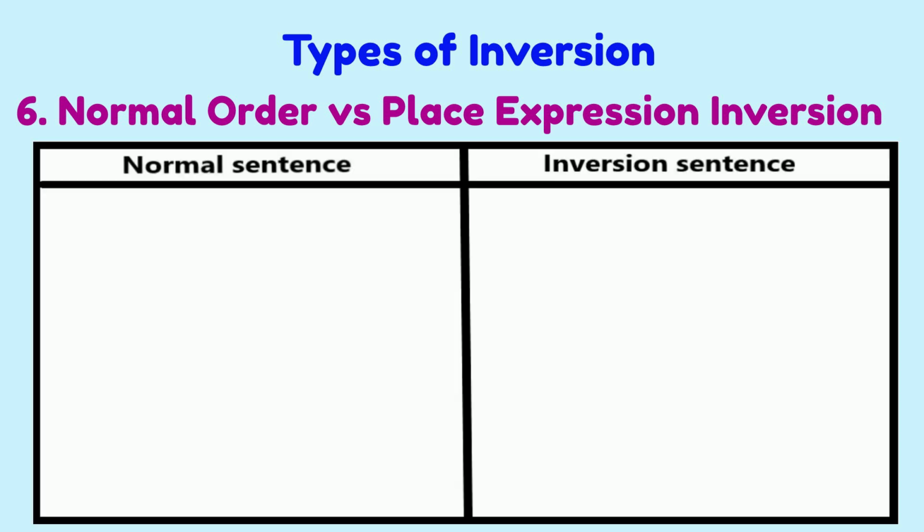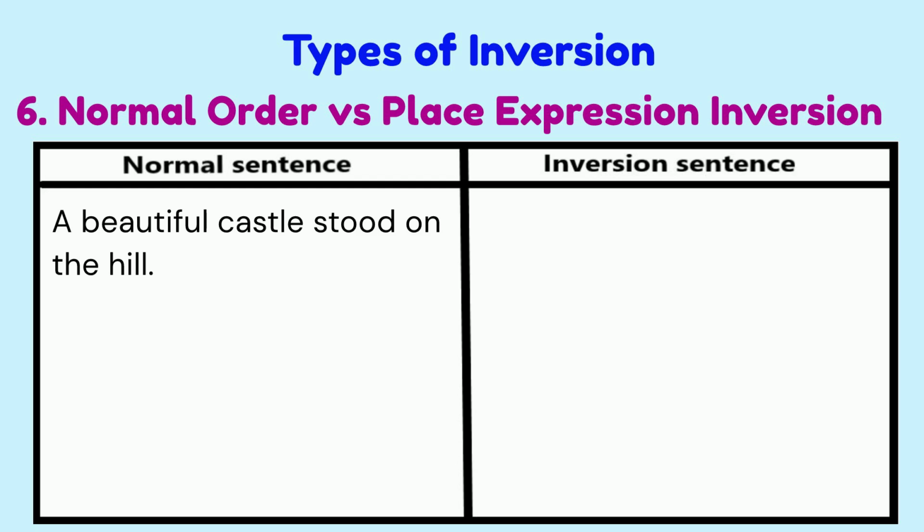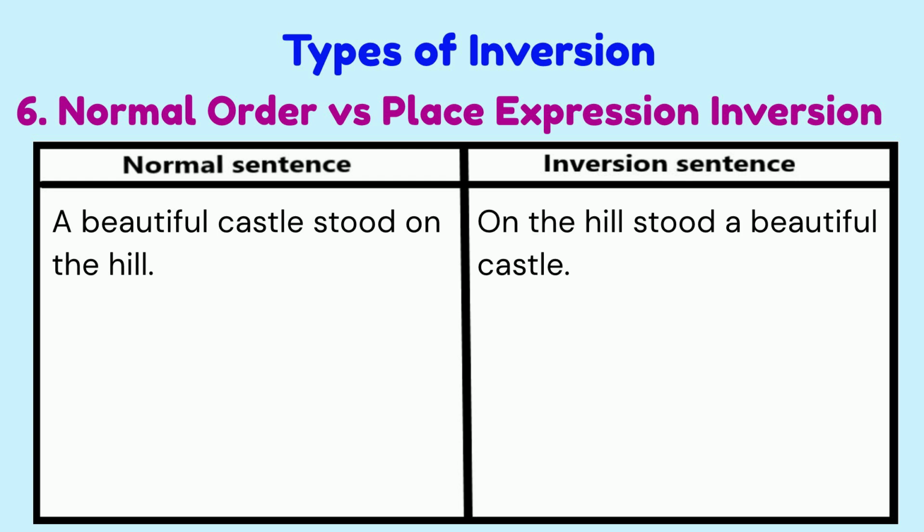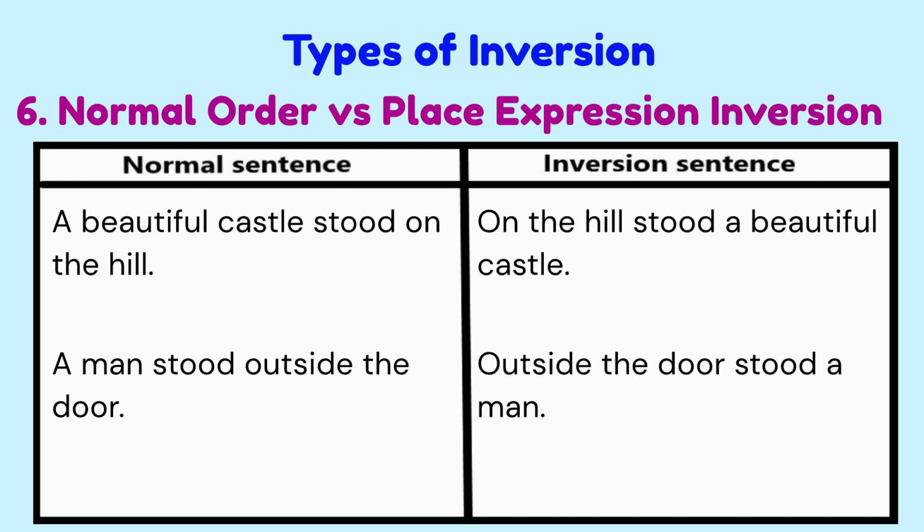Examples are: a beautiful castle stood on the hill. On the hill stood a beautiful castle. A man stood outside the door. Outside the door stood a man.